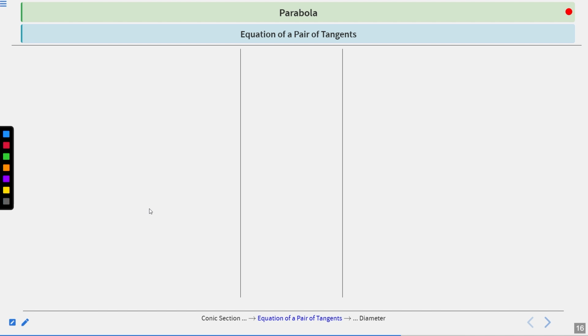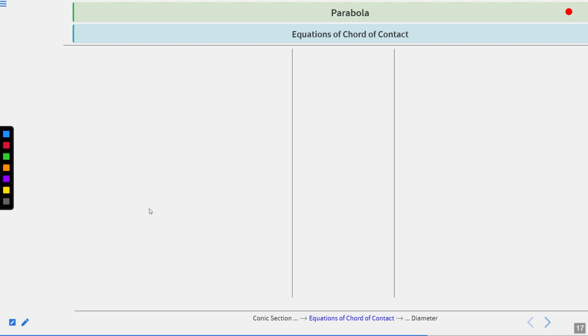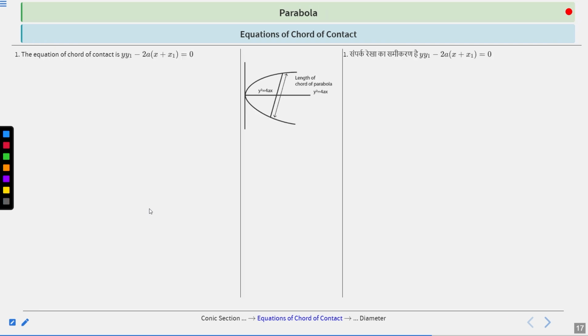Okay, let's see the equation of a pair of tangents to a parabola. The equation of the pair of tangents drawn from an external point P (x1, y1) to the parabola is S S1 is equal to T square, where S is equal to y square minus 4ax, S1 is equal to y1 square minus 4a x1, and T is equal to y y1 minus 2a (x plus x1). Now, the equation of the chord of contact is T equal to 0, that is, y y1 minus 2a (x plus x1) is equal to 0. You can see the chord of contact.